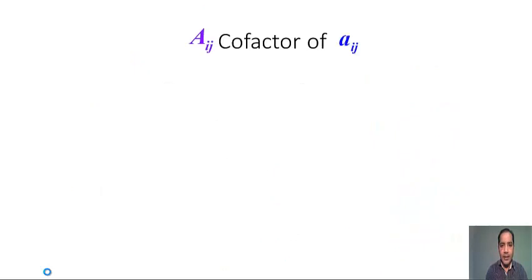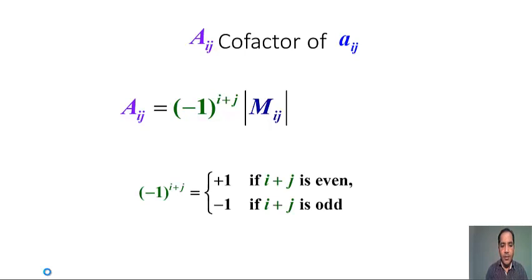Cofactor of each element is calculated as minus 1 raised to power i plus j and Mij, the determinant of Mij. Minus 1 raised to power i plus j is plus 1 if i plus j is even, and minus 1 if i plus j is odd.